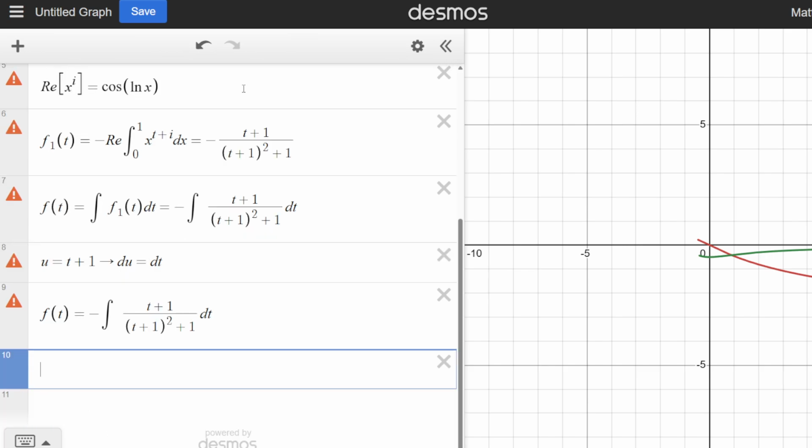I find Desmos to be a really good notepad for mathematics. When I'm just playing around, I use Desmos. It allows you to check your work and make sure you're on the right track.